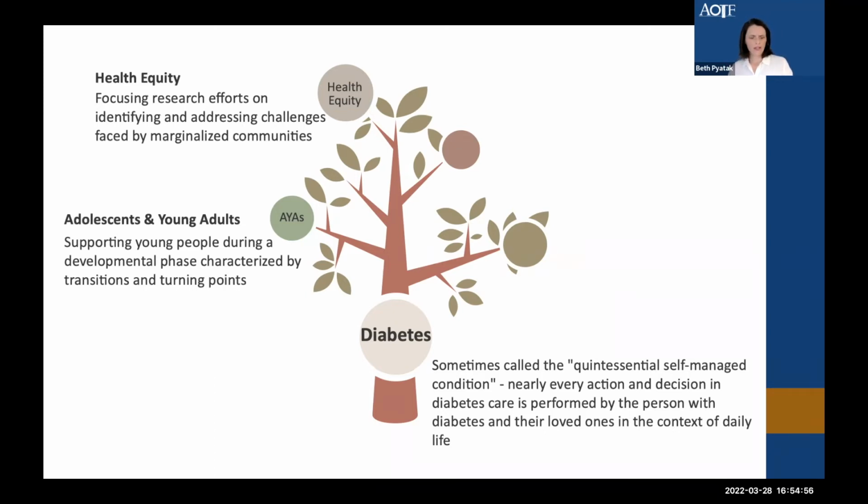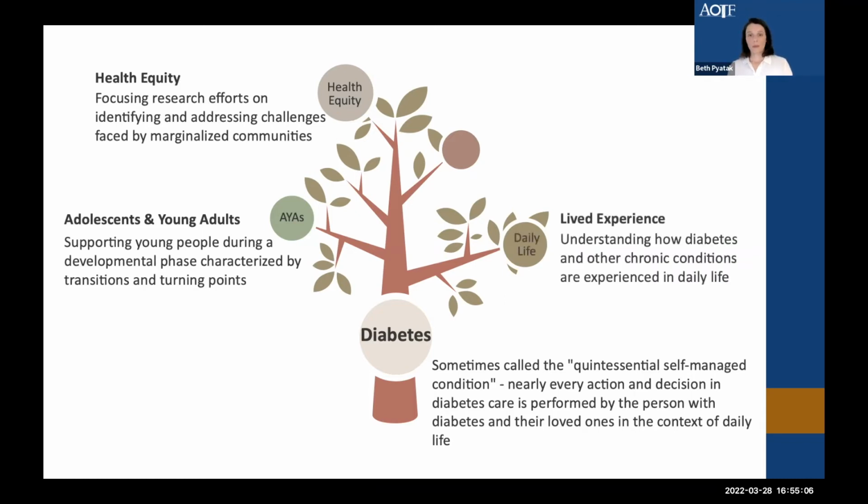work in that area to bring voice to their experiences and make sure that their needs were being met through interventions that were relevant to their lives and their challenges. The third branch of my tree is a focus on lived experience. And here was another gap that I saw in the literature on diabetes and chronic conditions.